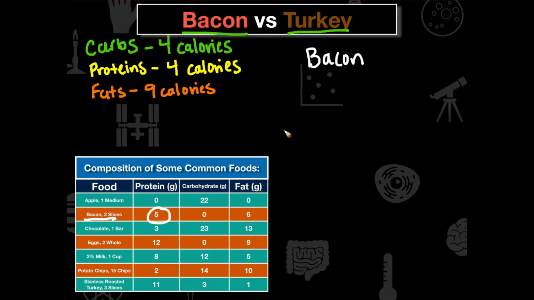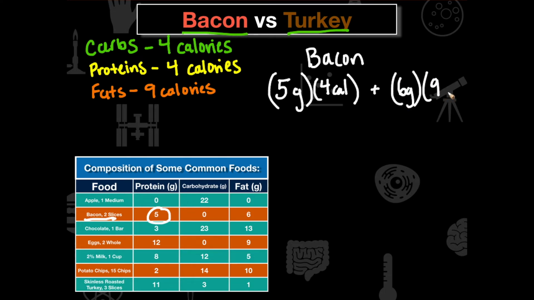For protein, we have 5 grams. We're going to multiply that by 4 calories, because there are about 4 calories per gram of protein. Now, in the bacon there are no carbohydrates, but there are 6 grams of fat. So we're going to multiply 6 by 9 calories per gram of fat, and we're going to get a grand total of approximately 74 calories made up by those 2 strips of bacon.